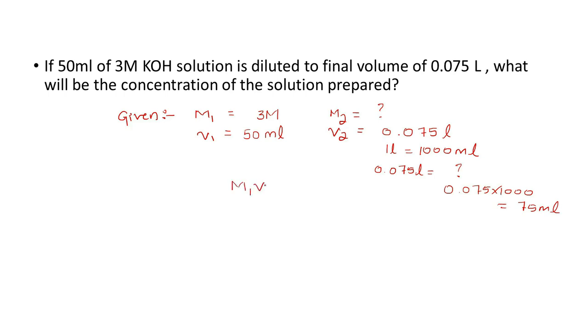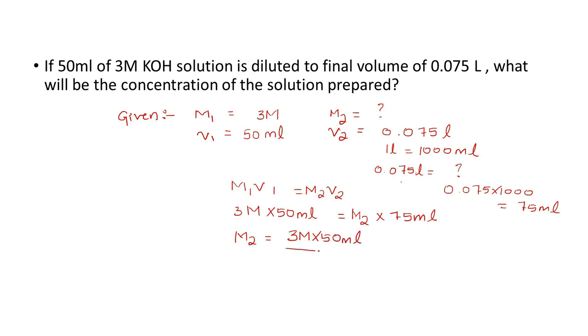Next, let us write the formula and put all the values in it. 3 molar into 50 ml is equal to M2 into V2. M2 has to be calculated. V2 has been given, 75 ml, so we have converted the units. So M2 is equal to 3 molar into 50 ml divided by 75 ml. You can either write the values with the units or skip them. So the answer would be 2 molar. By this we came to know that 2 molar is the concentration of the diluted solution.